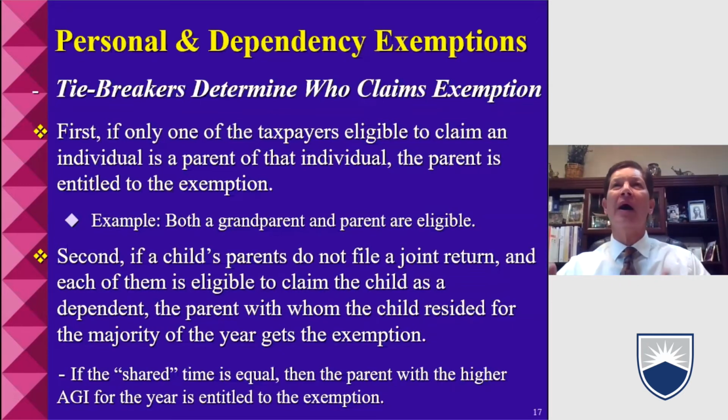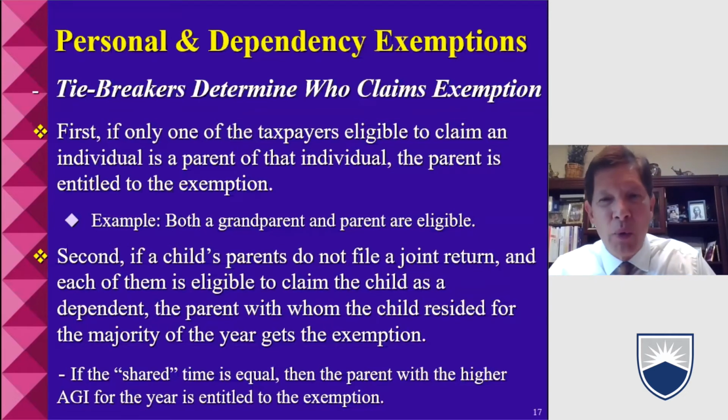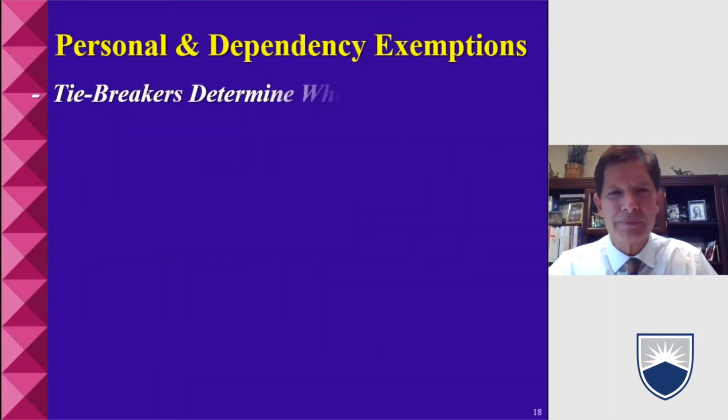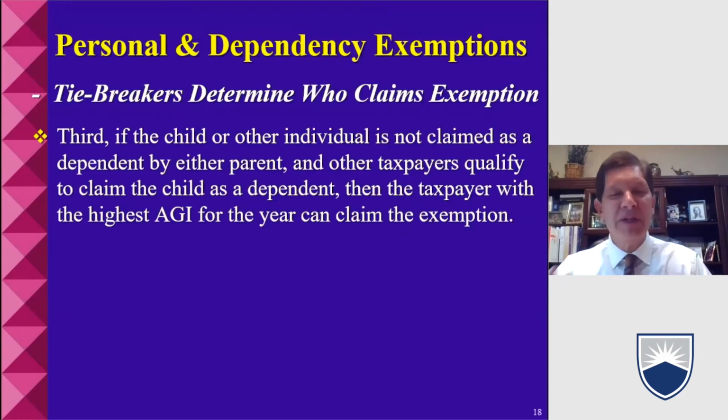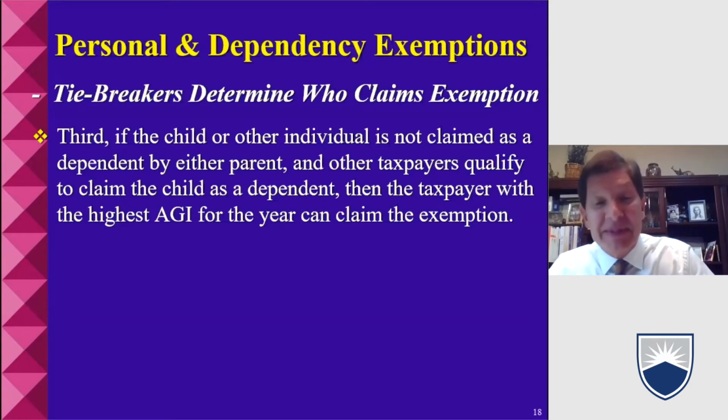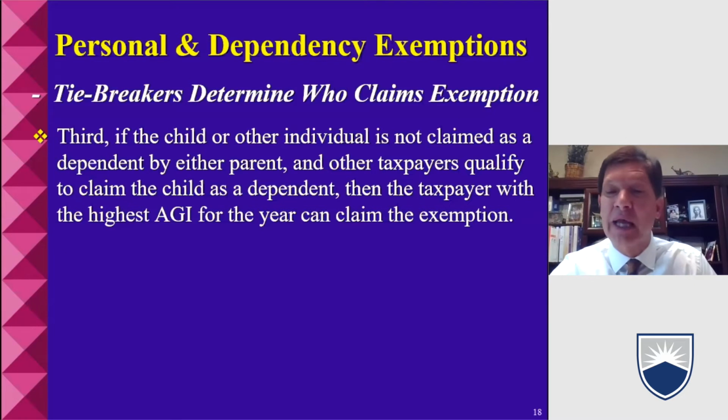The party with the higher AGI can claim the exemption. Remember, historically, the higher your AGI, the less likely you can claim individual itemized deductions, overall itemized deductions, and exemptions. And that was as recently as 2017. Third, if the child or other individual is not claimed as a dependent by either parent and other taxpayers qualify to claim the child as a dependent, then the taxpayer with the highest AGI for the year can claim the exemption.